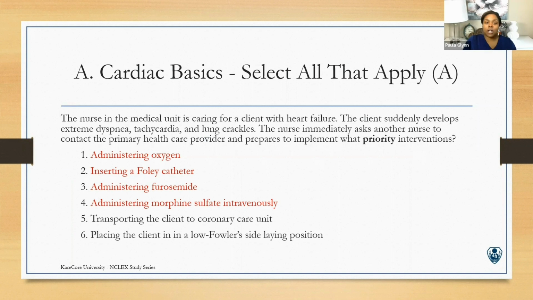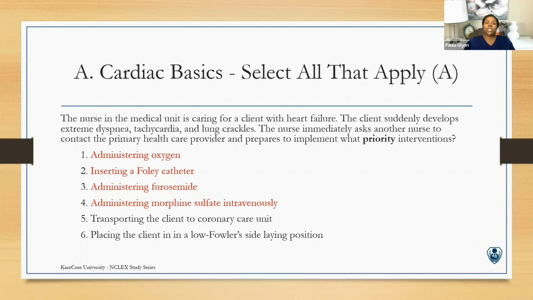So the answers are, we're going to administer oxygen, not in this order, insert a Foley catheter, administer Lasix, and administer morphine intravenously. The reasoning behind this is that extreme dyspnea, tachycardia, and lung crackles in a client with heart failure show that there's pulmonary edema going on, and that is life-threatening. In pulmonary edema, the left ventricle is failing. It's not sufficient, so everything is backing up, causing an excess flow of blood to the lungs. Because of the accumulated blood, pulmonary edema is a manifestation. So oxygen is always prescribed, and the client is placed in high Fowler's position.